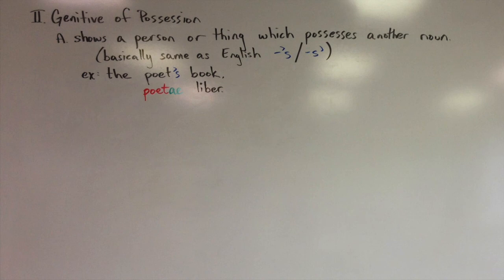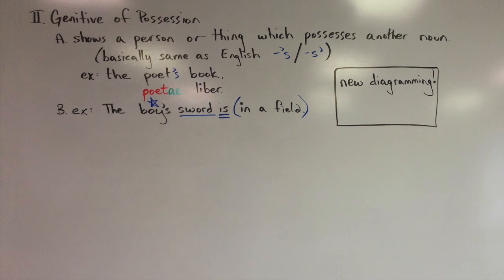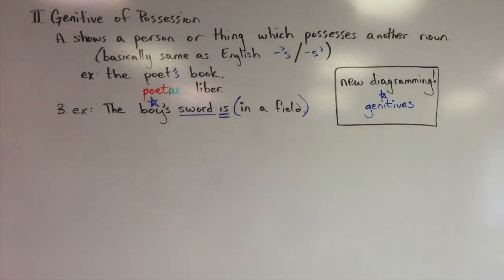So for instance, if we wanted to say, the boy's sword is in a field, we would start by finding our verb and double underlining it. We would parenthesize that prepositional phrase, in a field. We would underline sword as the subject, because it's the sword which is in the field, not the boy, and that boy, apostrophe S, is possessive, and so we are going to star it. That's a new diagramming thing that we're going to do, is star genitives.